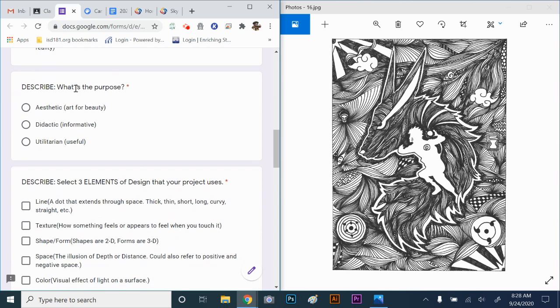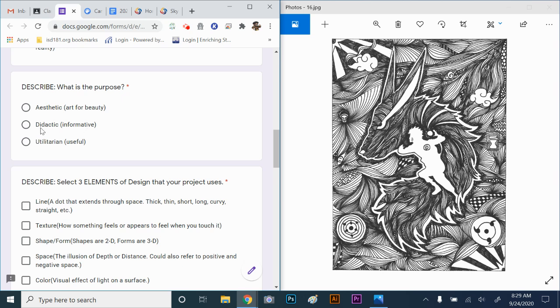Okay. The purpose of the art. You're either going to choose aesthetic, didactic, or utilitarian. Okay. Aesthetic is what most of you will pick for most projects. That means art for beauty. So that means you just made it to be an artwork. So the purpose of it would be that you would just hang it up on your wall or you would just look at it because it was meant to be an artwork.